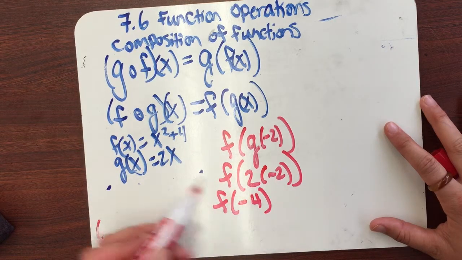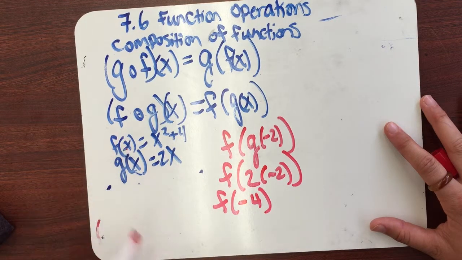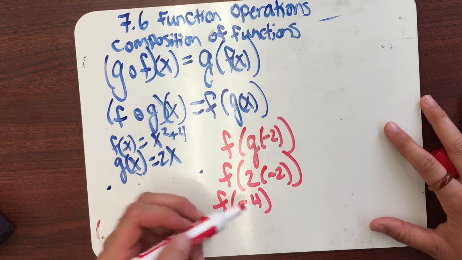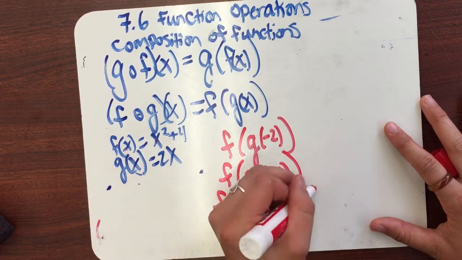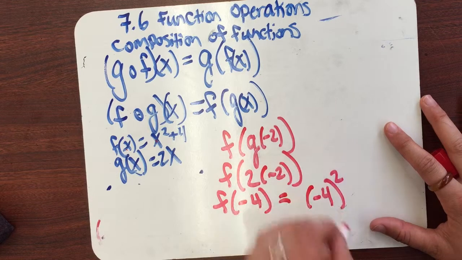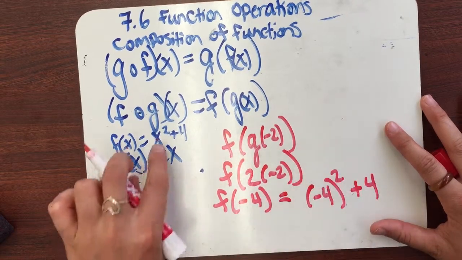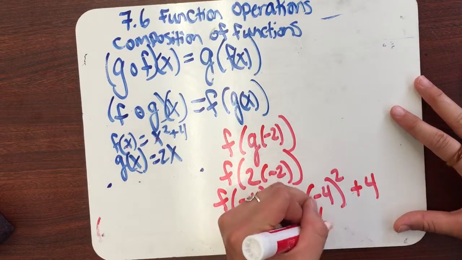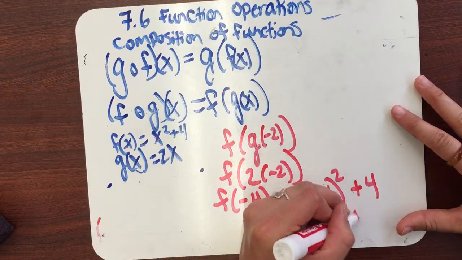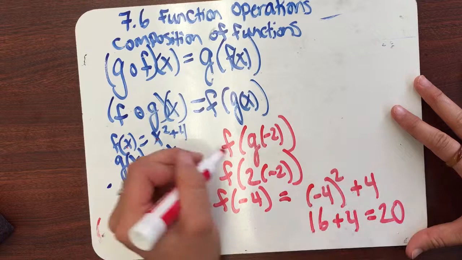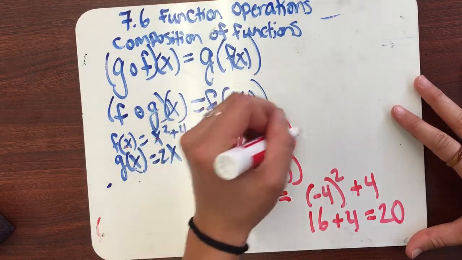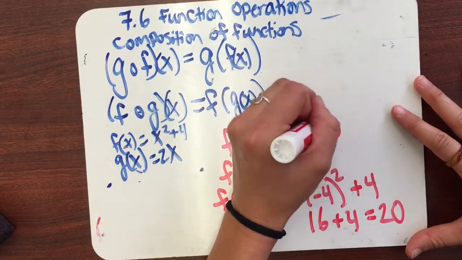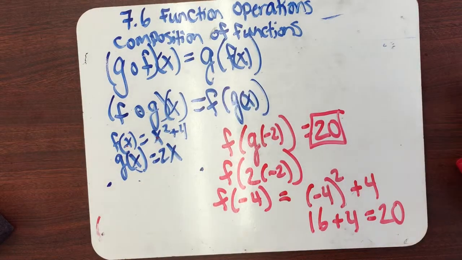Then you're going to plug negative 4 in for your x in f of x. So you replace x with negative 4. That will be negative 4 squared plus 4, replacing the x here with negative 4. Negative 4 squared is 16, plus 4 is 20. So f of g of negative 2 is 20. And that's how you do the composition of functions.